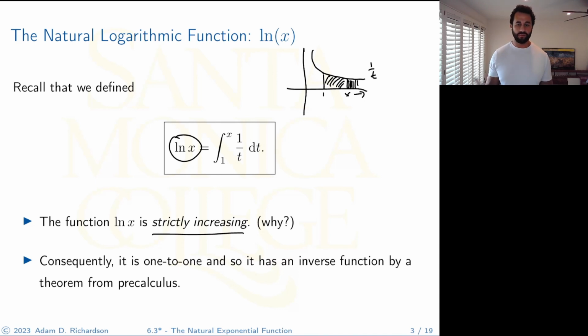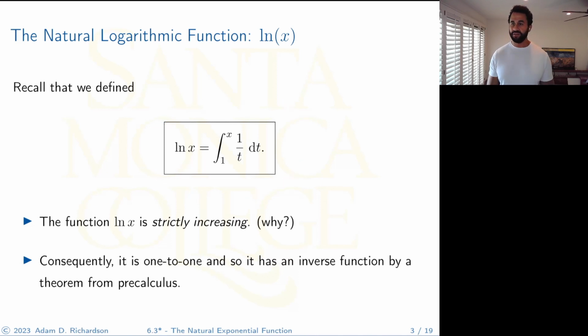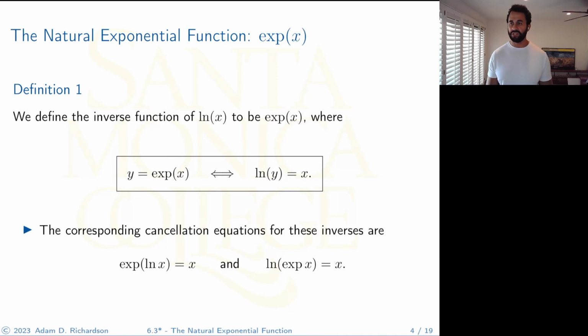And there's an important result from pre-calculus that says if your function is strictly increasing, then your function must be one-to-one. And consequently, it has an inverse. That's an incredible result here, because what this means is that the natural log function, the one that we defined in the previous section, must have an inverse. So this area so far integral has an inverse function. It does exist. So we're going to define that inverse function to be exp of x.